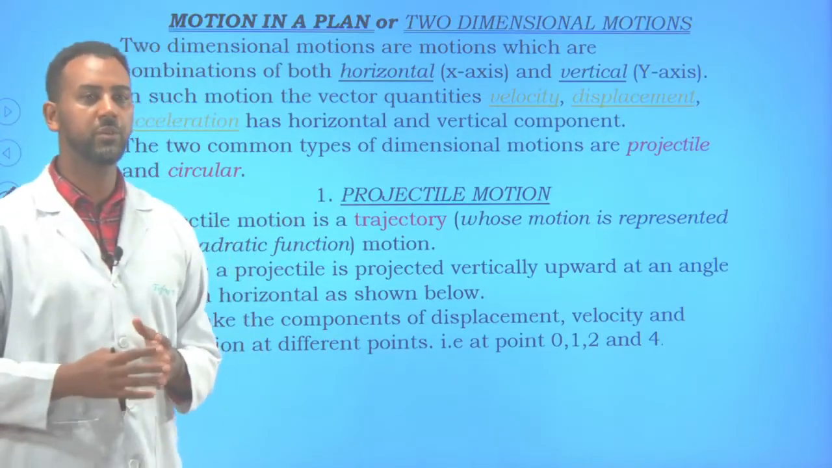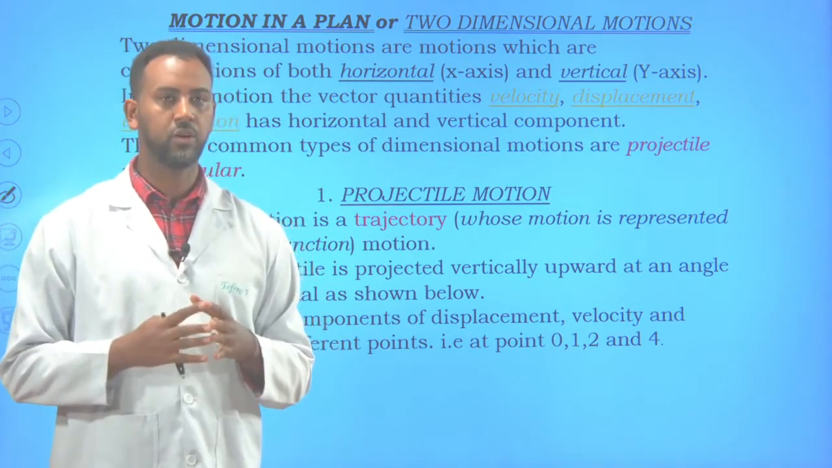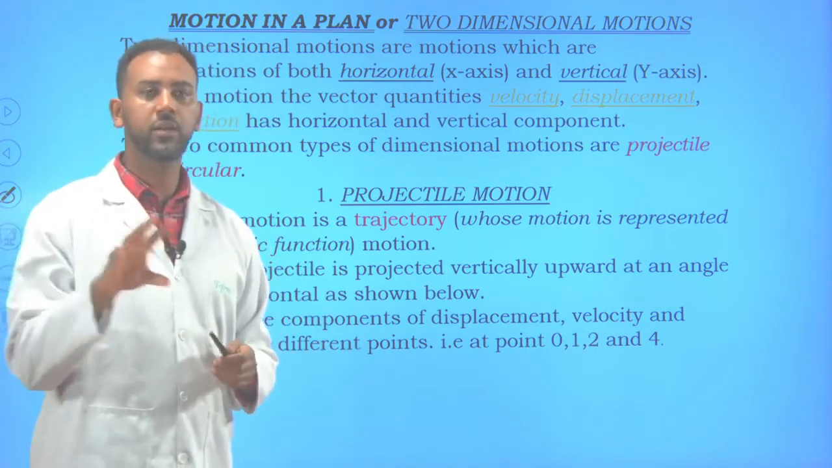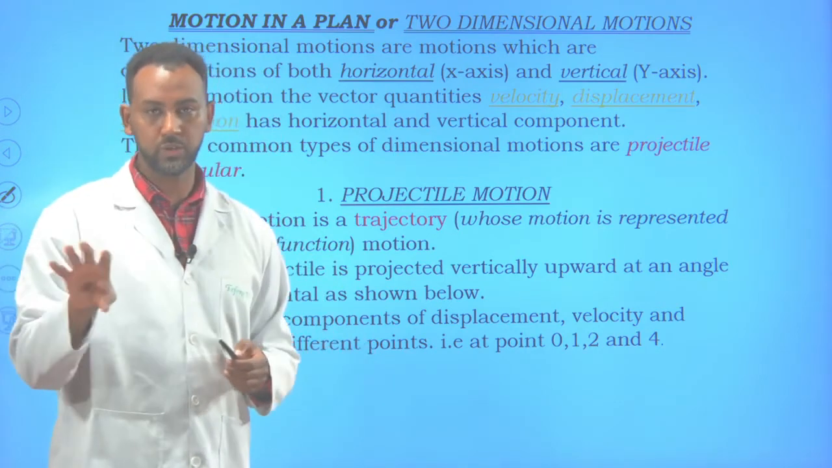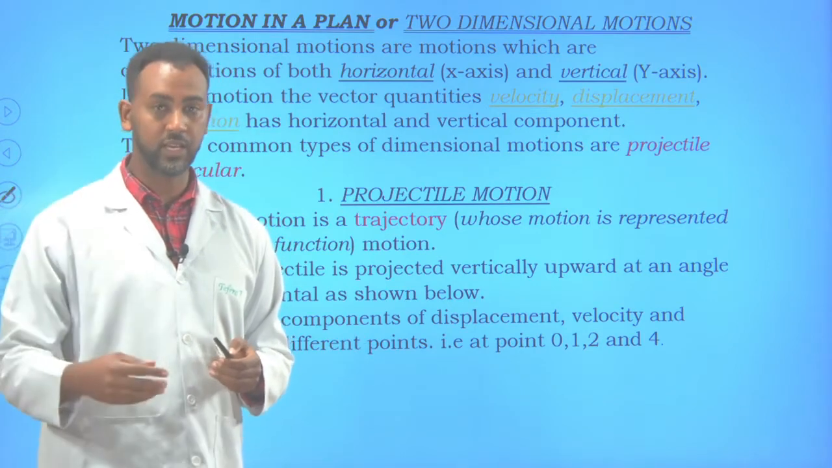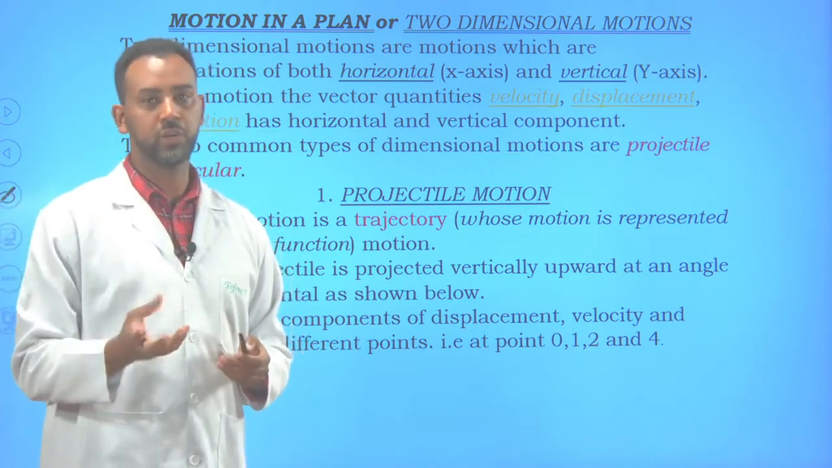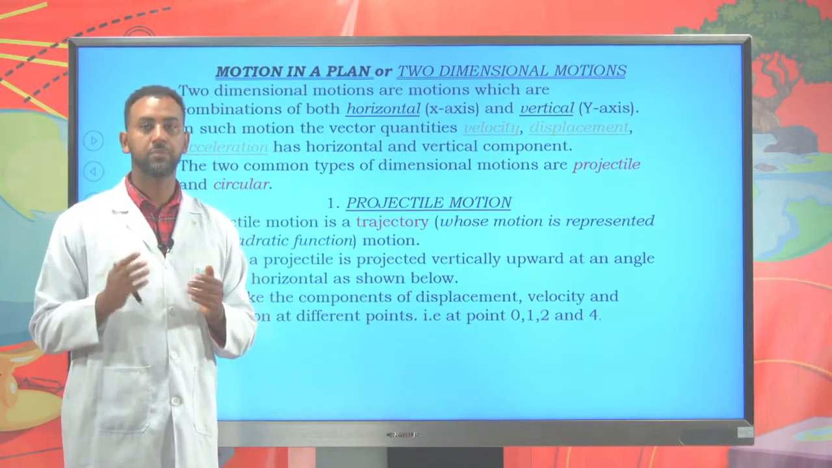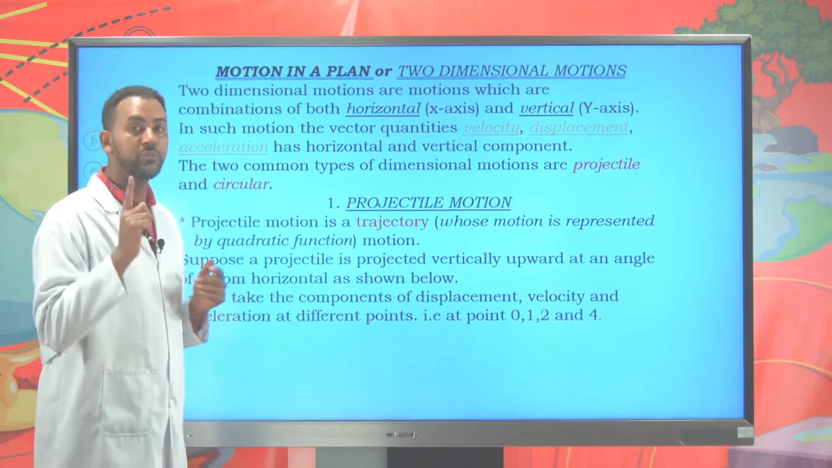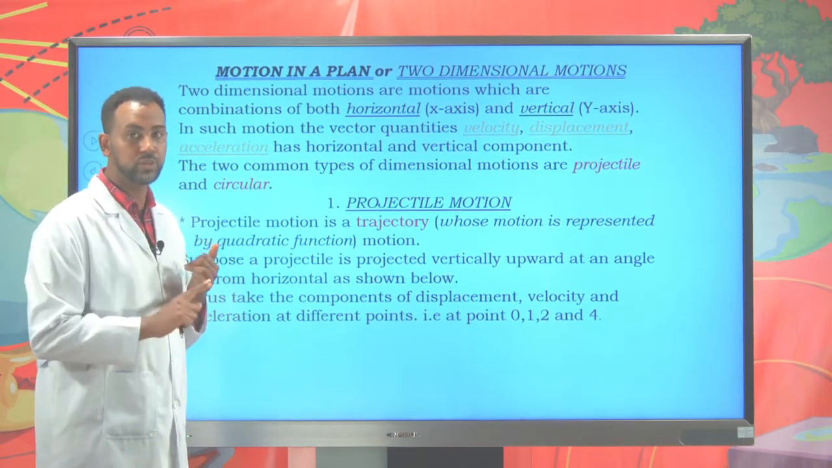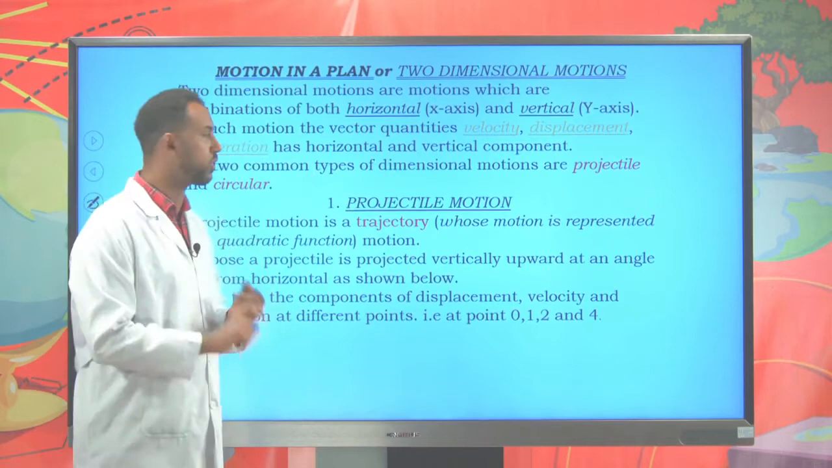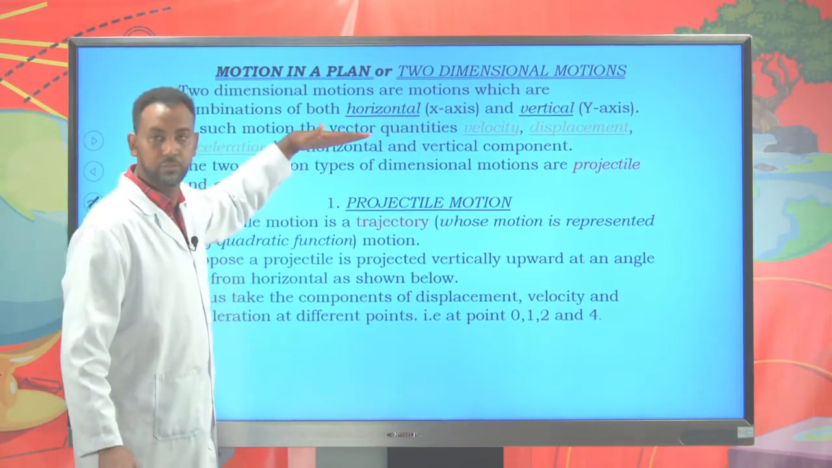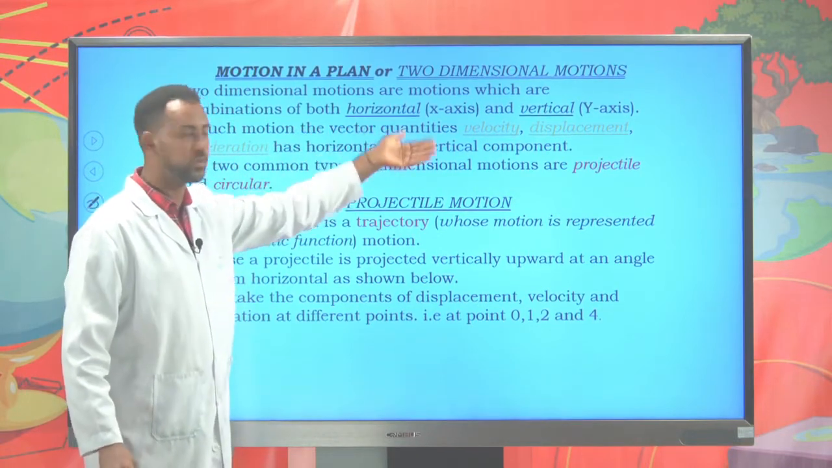Now let's try to see about motion in a plane, or two-dimensional motion. So far we have tried to see one-dimensional motion. Either the object is moving horizontally or the object is moving vertically. Both show you one-dimensional motion. But in this case, we are trying to see a two-dimensional motion, meaning the object moves in both directions, or the object has both the horizontal and the vertical component. So two-dimensional motion consists of both horizontal, meaning along the x-axis, and vertical, along the y-axis.